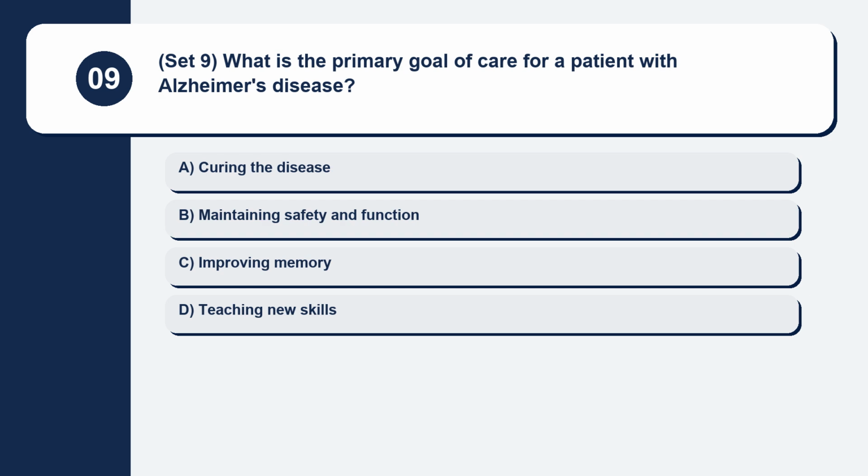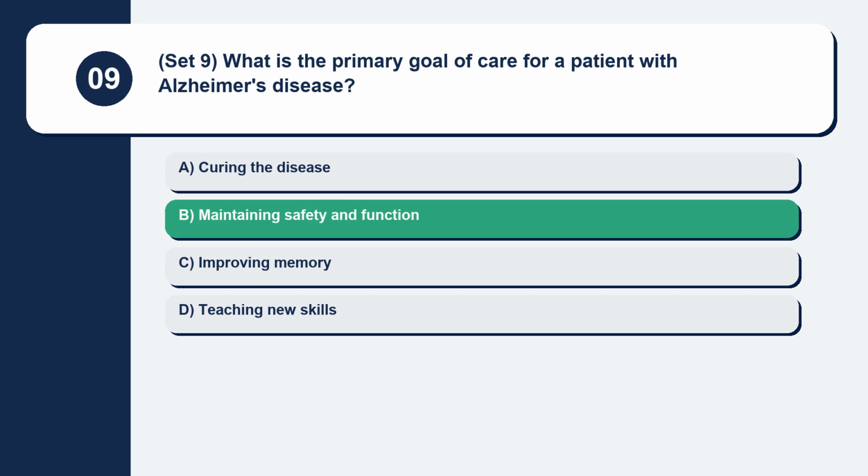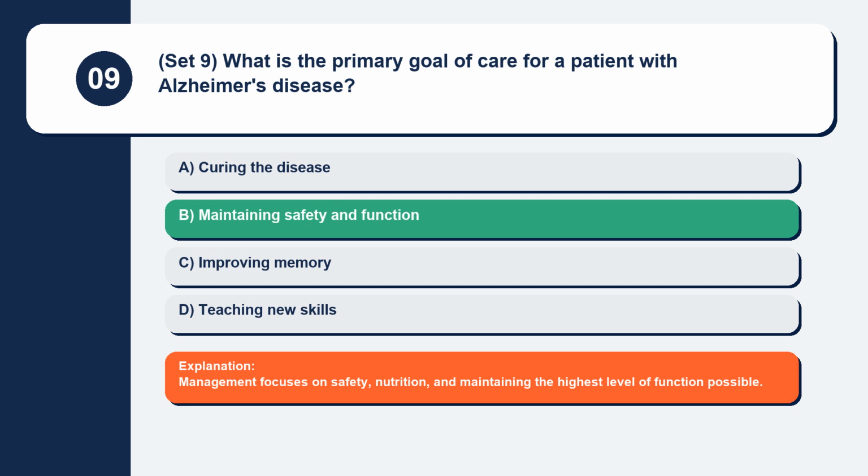Question 9. Set 9. What is the primary goal of care for a patient with Alzheimer's disease? Curing the disease, maintaining safety and function, improving memory, teaching new skills. Management focuses on safety, nutrition, and maintaining the highest level of function possible.